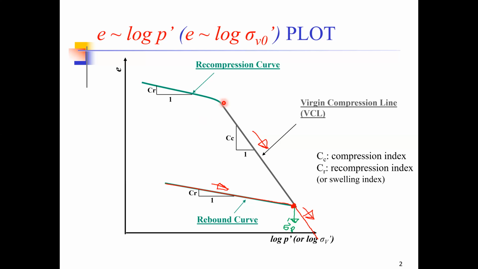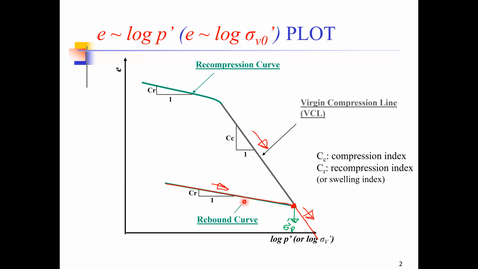So 100 kilopascals applied, 10 millimeter settlement, 100 kilopascals removed, only 3 millimeter expansion. Now, when you load the sample once again, if you apply once again 100 kilopascals, there will not be 10 millimeter settlement. Rather, it will be only 3 millimeter settlement this time.